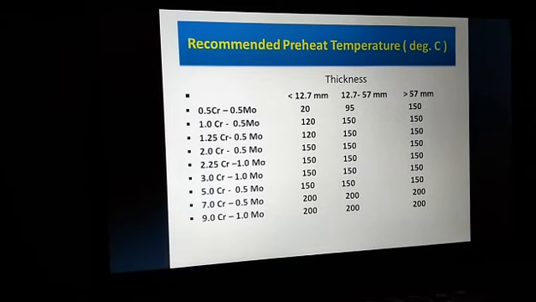Recommended preheat temperature in degrees centigrade: 0.5 chrome, half moly, thickness 12 to 7 mm, 20, 95, 150.